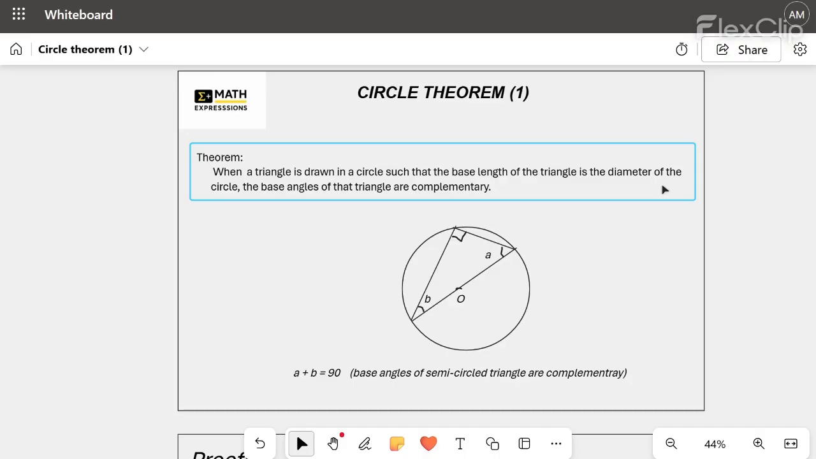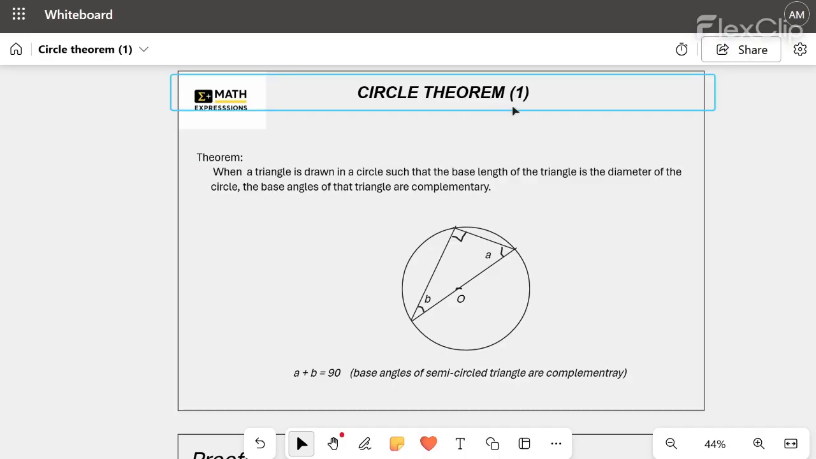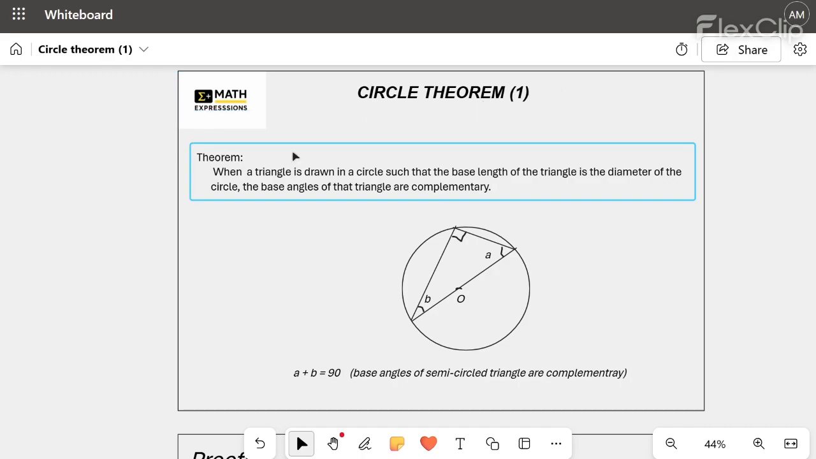In today's video, we'll be looking at our next topic, which is circle theorem. Yes, to be precise, circle theorem 1. And what does it say? The theorem says when a triangle is drawn in a circle such that the base length of the triangle is the diameter of the circle, the base angles of that triangle are complementary.